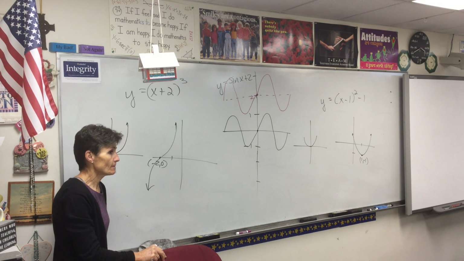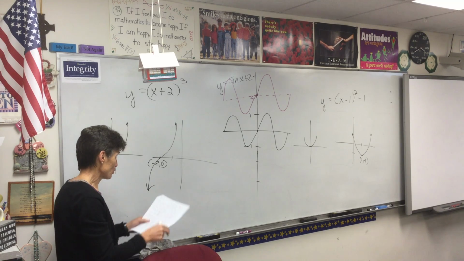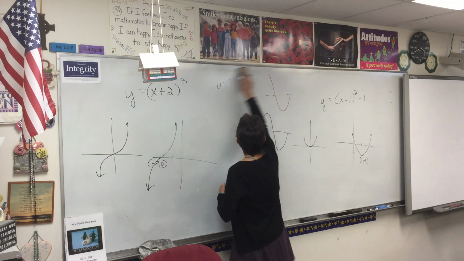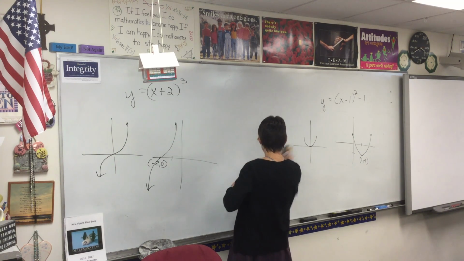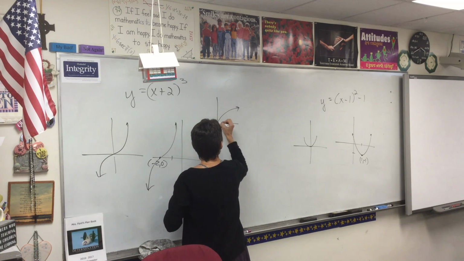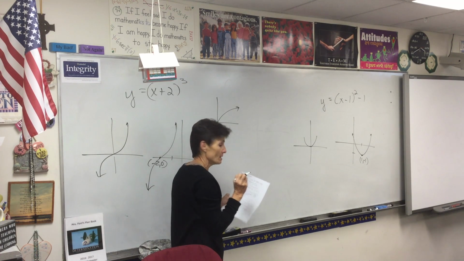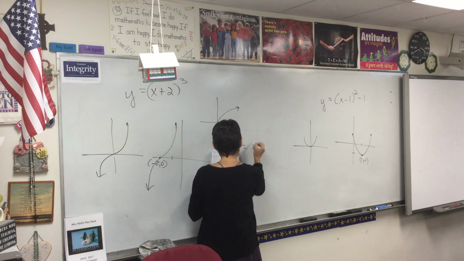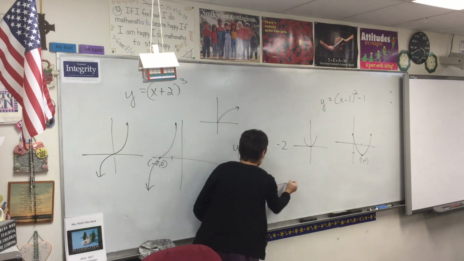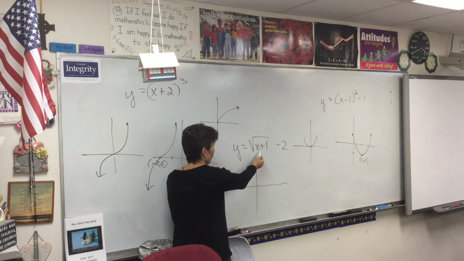Kids, this isn't hard if you remember what your shapes are. All right, what's E? What's happening there? Square root. Yeah. And you know that the normal square root comes out from the origin, right? Yep. So we're going to have that exact shape, but it's not coming out from the origin. It's coming out from what point?